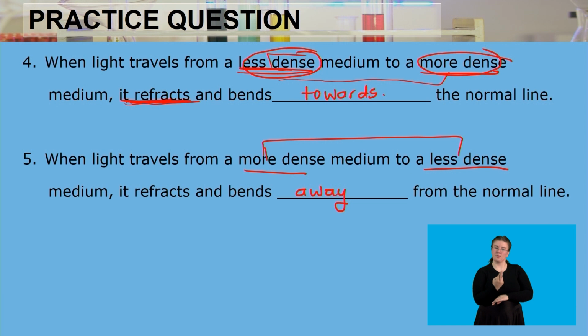Remember, if light is moving from one medium to the next, it can either bend towards the normal or bend away from the normal, depending on the density of those 2 mediums. As we can see here, if it's less dense to more dense, it bends towards the normal. If it's more dense to less dense, it is going to be bending away from the normal. And if it's moving from less to more dense, the speed of that light is going to be slowed down. If it is moving from a more dense to a less dense, the speed of the light is going to be increased, or the speed of the light is going to speed up a little bit.